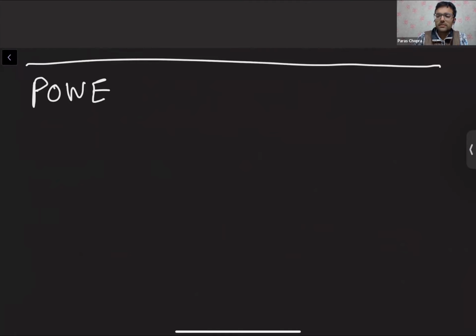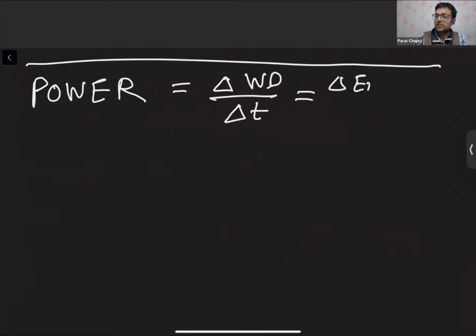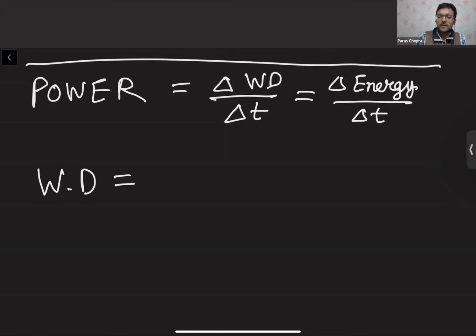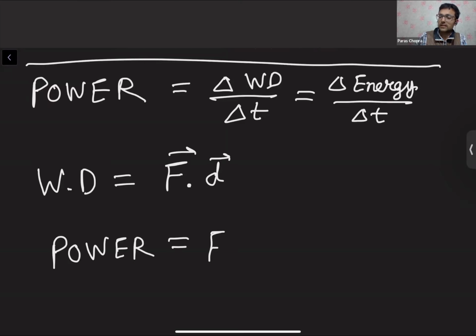Next is power. Power is the rate of energy dissipation. Okay. So either power can be written as the work done per unit time, or the power can also be written as the change in energy per unit time. Since work done is equal to energy, therefore both the definitions are correct. Now work done was equal to F dot D. So if we take the rate of change of work done with time, that means power will come out to be F dot V vector.